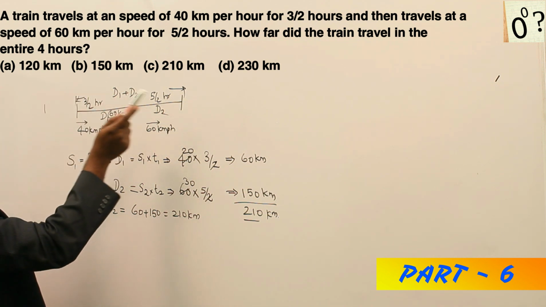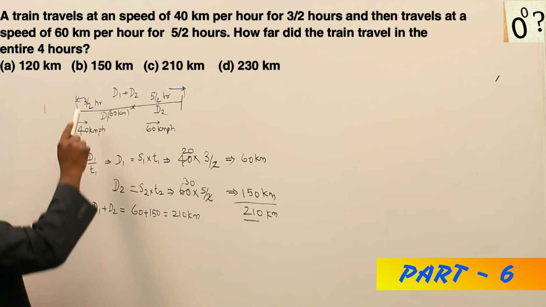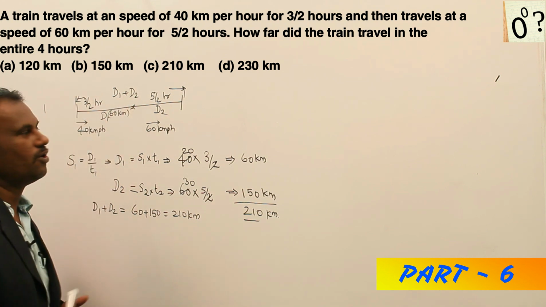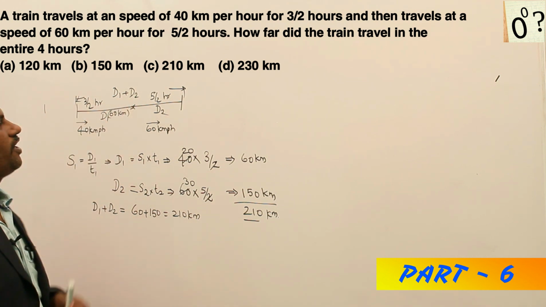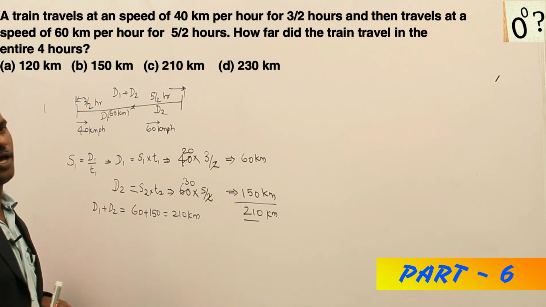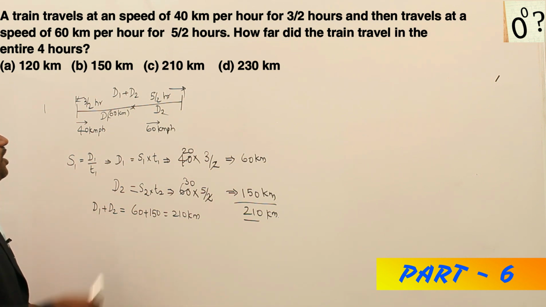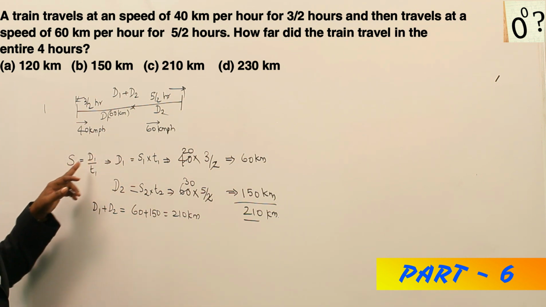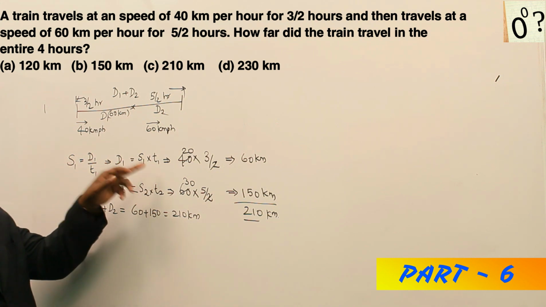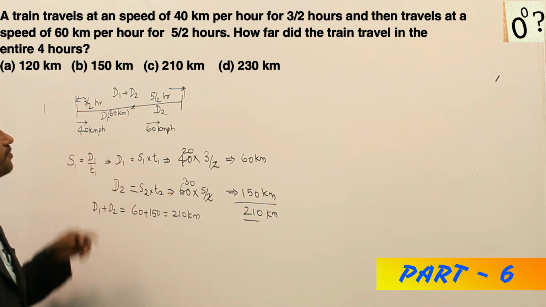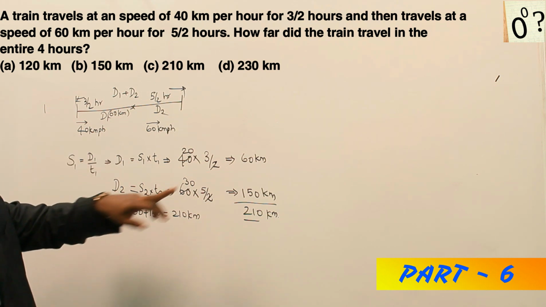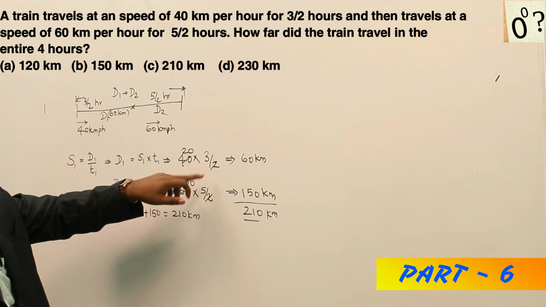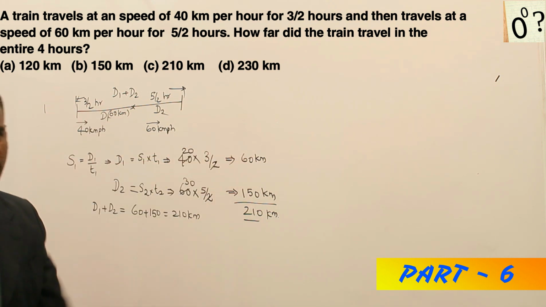The total hours, if you add 3/2 and 5/2, that is 1.5 plus 2.5, the total is 4. The question asks how far it will travel in the entire 4 hours. We know the formula for speed is equal to distance by time, so distance equals speed into time. The first speed of the train is 40 km/h and the time is 3/2 hours. If we cancel this, we get 60 km.